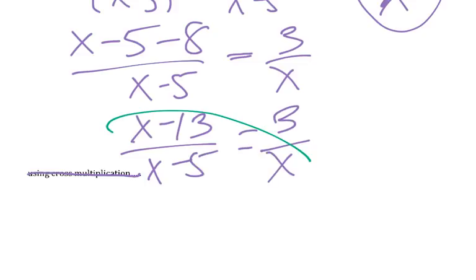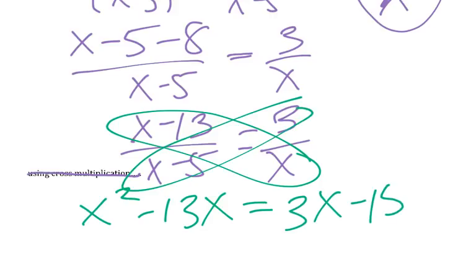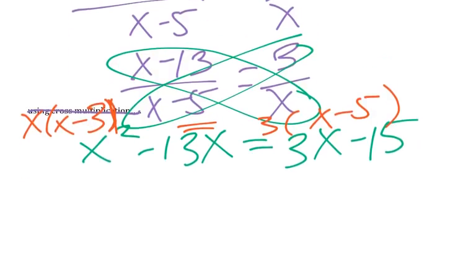Now I can cross multiply, so I get x squared minus 13x equals, and then 3 times x minus 5, so 3x minus 15. If you wanted to show the step in between where you have x times x minus 13 equals 3 times x minus 5, you of course could do that. I just went straight to distributing. All right, let's finish solving this.